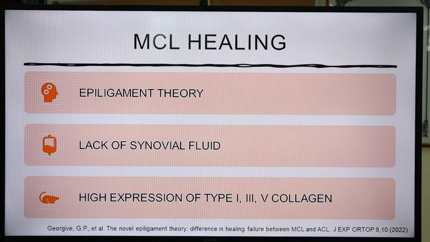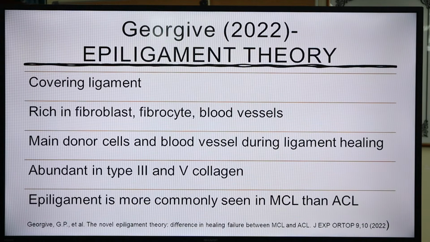And because of the presence of epiligament, it has high expression of type 1, type 3 and type 5 collagen, which is important for your ligament healing. So what is epiligament? Epiligament is the covering of the ligament, same like your tendon sheath, your epineurium. So it is a covering of the structure, so in ligament it is called epiligament.